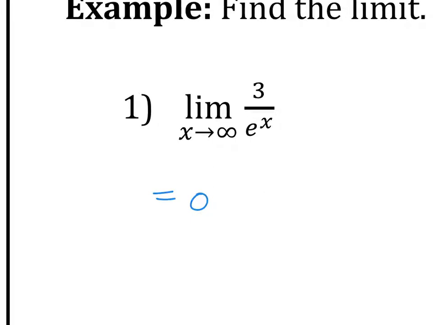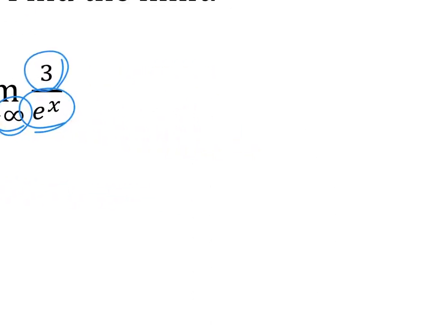Okay. So again, you look at it. This is basically a type of polynomial. This is exponential. Exponential dominates when x is going to infinity, therefore 0. Okay, next.